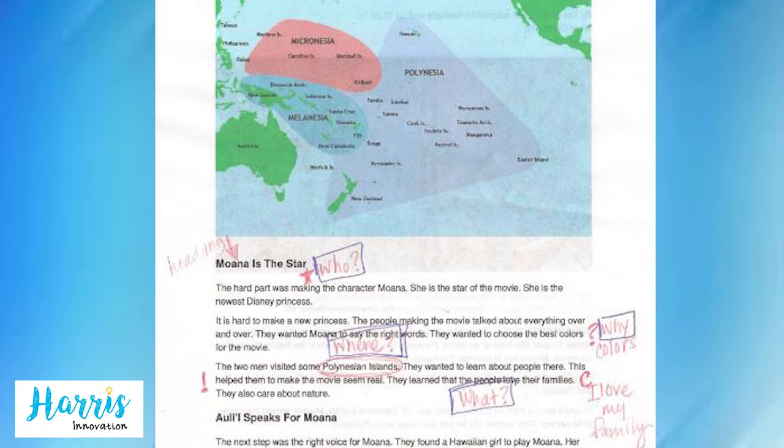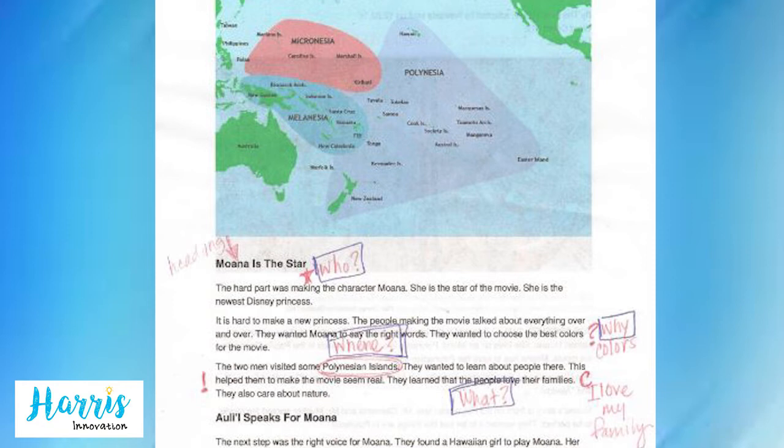I had a question about that. Why? Why did they want to consider colors to put in the movie? That's a question that I had, so I put a question mark. The two men visited some Polynesian islands. That's a new word for me. I'm going to circle that, and I'm going to say that lets me know more about the where the story or the movie will take place.